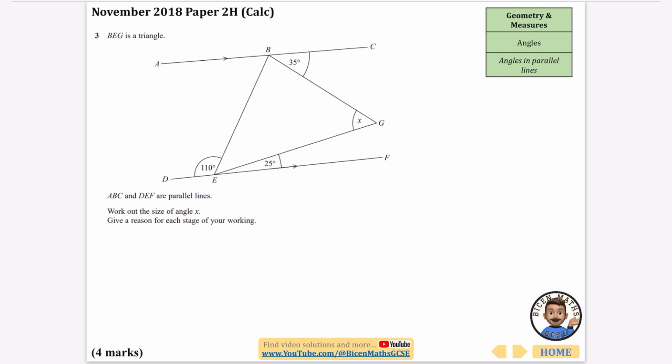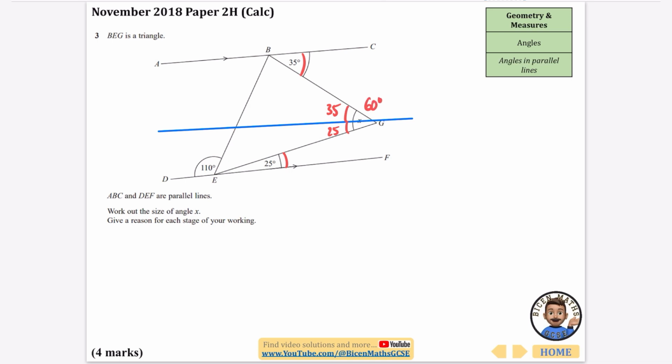Okay, we're going to try and find out the size of angle X in this diagram that we've got here, and they've told us that these two are parallel to each other. So there are lots and lots of different ways of doing this one. Probably my favourite way of doing this one is to add in a parallel line like this. And if you add in that parallel line, very quickly you can see that these are equal, so that's 35, and these are equal, so that's 25. So X is just 35 plus 25, which is 60 degrees.